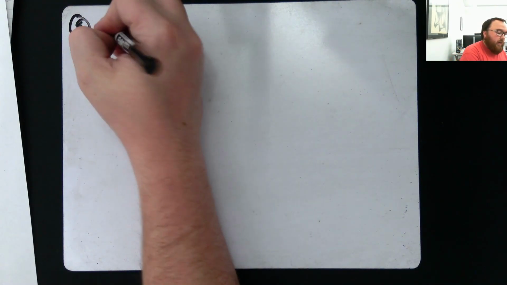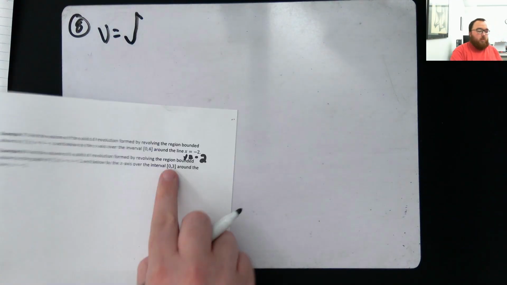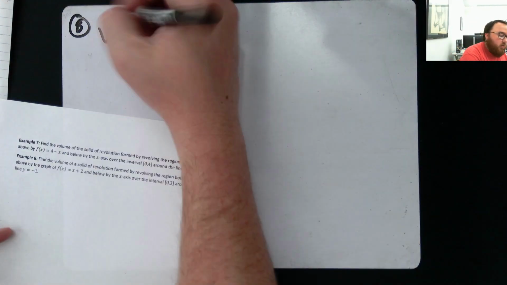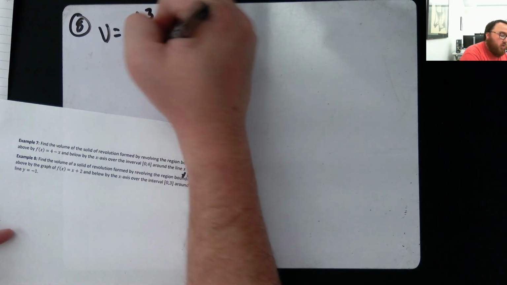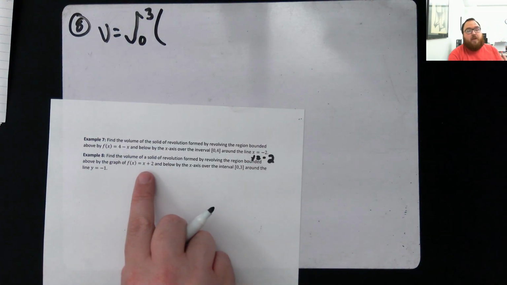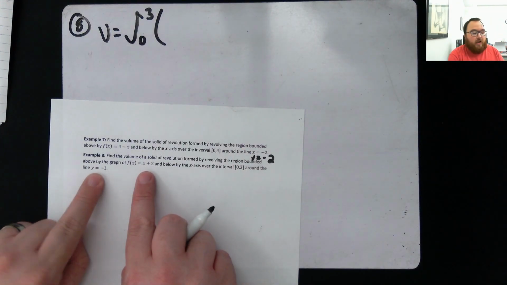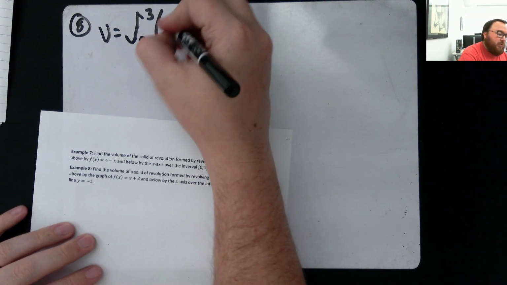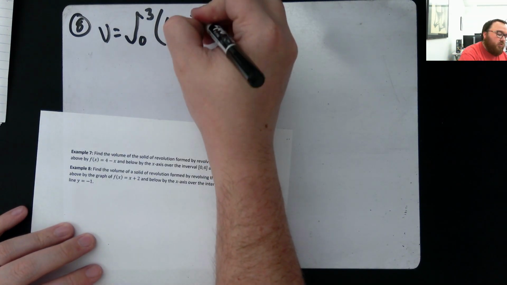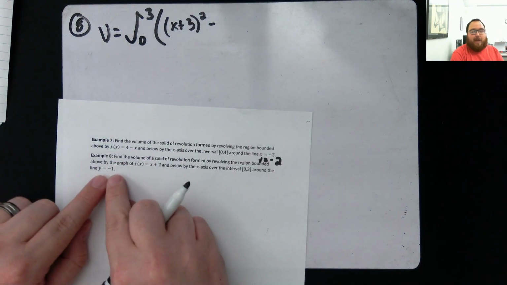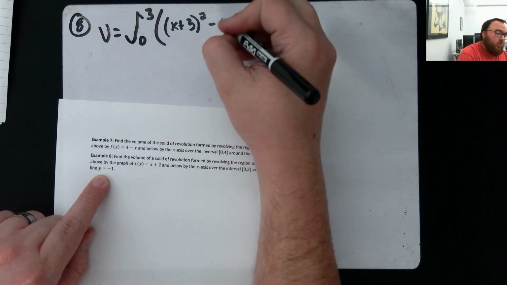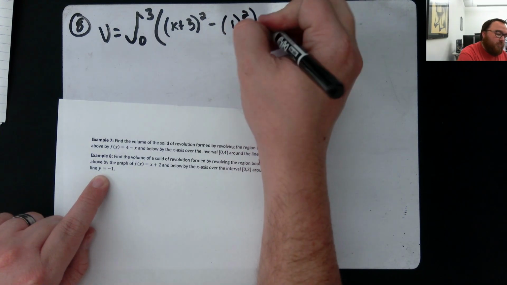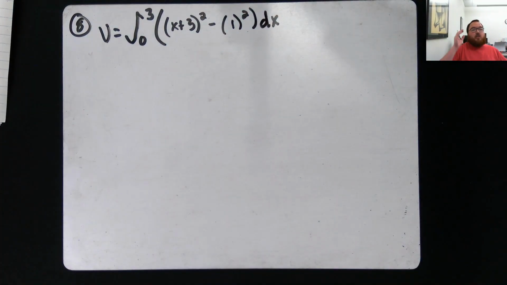The volume is going to be equal to the integral. The region is from 0 to 3. My top would normally have been x plus 2, but again, I've got to move it up one place. So moving it up one place makes it x plus 3 squared and then minus. There's a gap of a 1, so take away that 1 squared. Once again, if that does not make sense, please let me know.